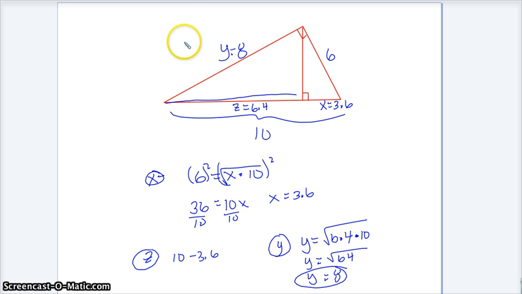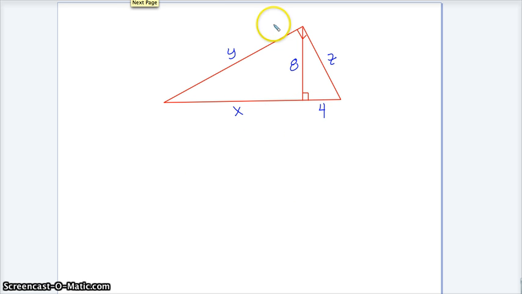All right, one last example. Again, my variables are in different locations, but I'm still going to set up the same type of equation. Here, to find x, I'm going to use the fact that I know the altitude. Remember, the altitude splits the large hypotenuse into two pieces. I can find this altitude by multiplying the two pieces and taking the square root. Since I know that 8 is the altitude, I'm going to say 8 equals the square root of 4 times x.